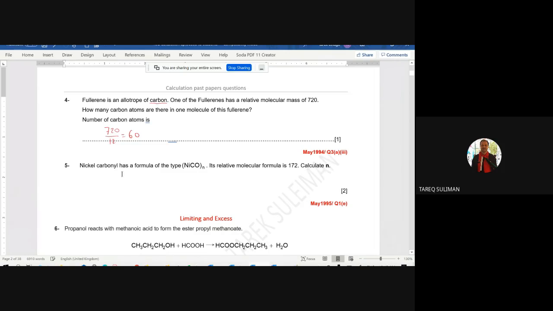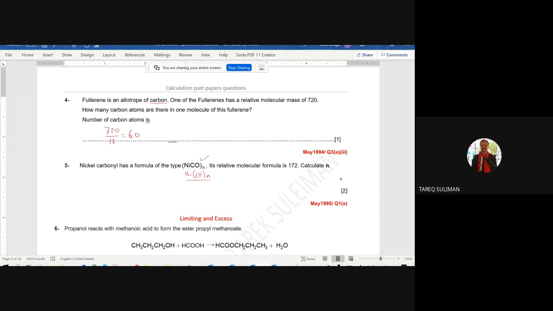Didn't we do this? Nickel has this formula, Ni(CO)n. Its relative molecular mass is this. Calculate n. How to find n? We solved this. We solve for the Mr of Ni(CO). It was like this, the one I have just drawn. Yes, Mister, so it is like this.